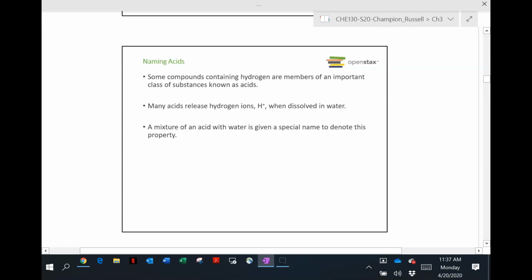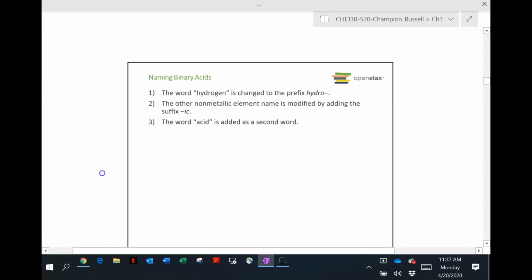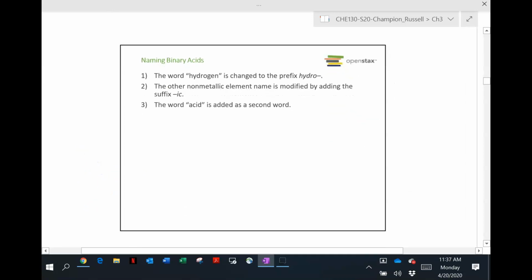Acids typically release these hydrogen ions when they're dissolved in water. We're going to learn how to name some of these acids. So one type of acid that we call binary acids are oftentimes called mineral acids for historic reasons. But these are where you simply have two elements. You have hydrogen and you have some element X.